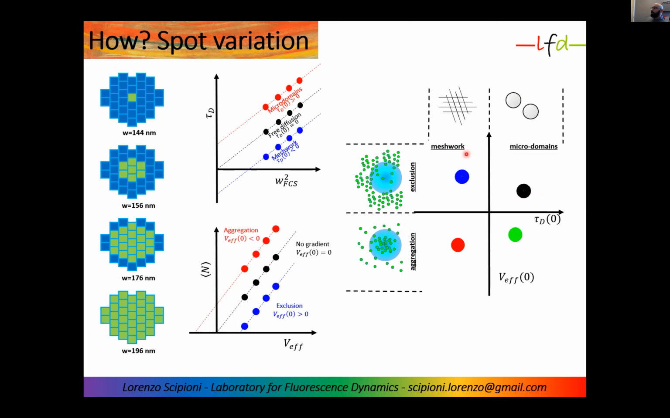This is orthogonal, so you can have meshwork with exclusion and aggregation, microdomains with exclusion and aggregation. And the farther the points are from the origin of this space, the higher is the effect. So the higher the exclusion, the higher the aggregation, the higher the confinement in these microdomains or in the mesh.